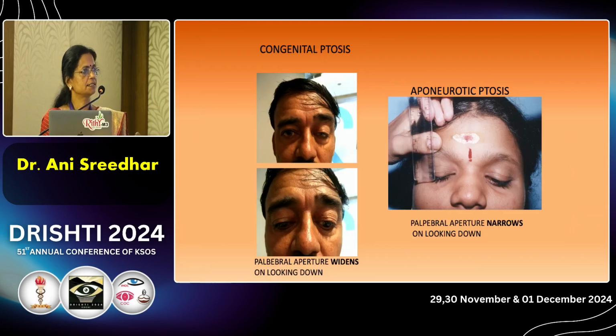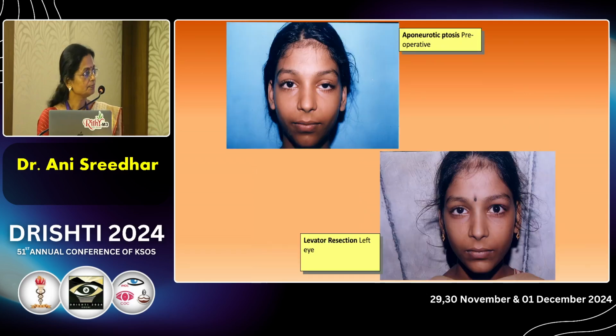And as Indu very nicely pointed out in a talk, look down and see if it is aponeurotic or congenital. I think all of you know why it's congenital. The palpebral fissure widens because the levator is dystrophic and fails to relax. In aponeurotic, the lid is lengthened, so the aperture will be less. So you have to resect less for aponeurotic ptosis and more for congenital ptosis.